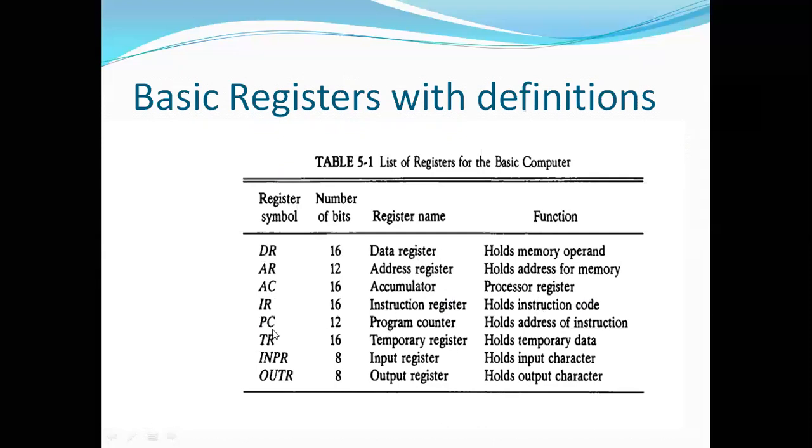The program counter is very important. It holds the first instruction address. If you want to start any program, the first instruction address is fetched from the program counter. The temporary register holds the temporary data. The input register holds the input character, and the output register holds the output character.